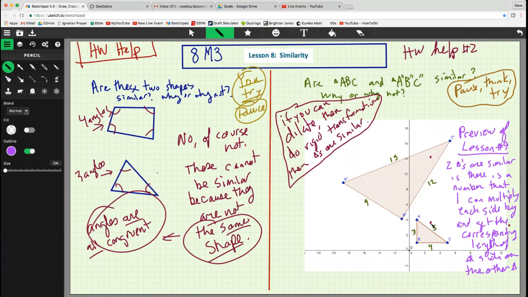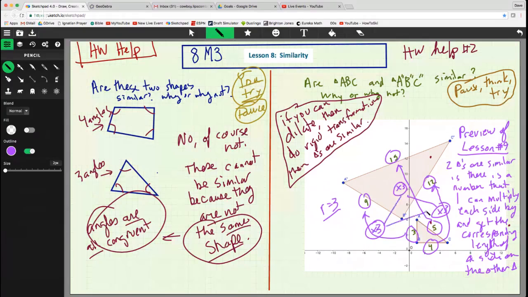We've already calculated that number. So the number is R equals 3. 3 times 3 is 9. So now I have to use that times 3 number. So 5 times 3, same number, is 15. And then 4 times 3 is 12. It's the same number each time. So I know that these triangles are similar.